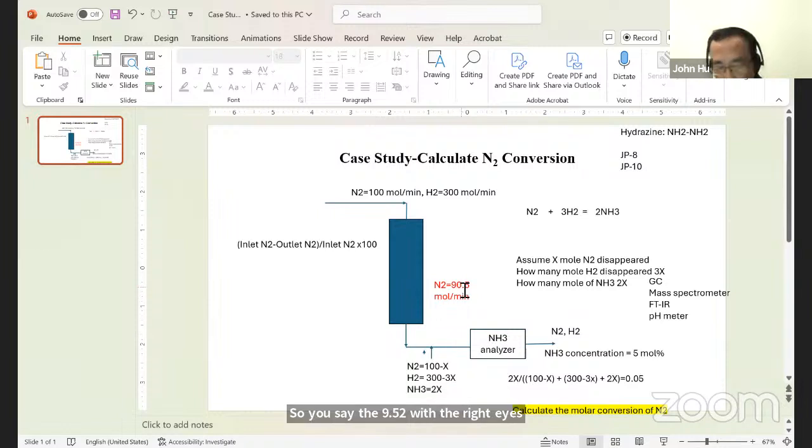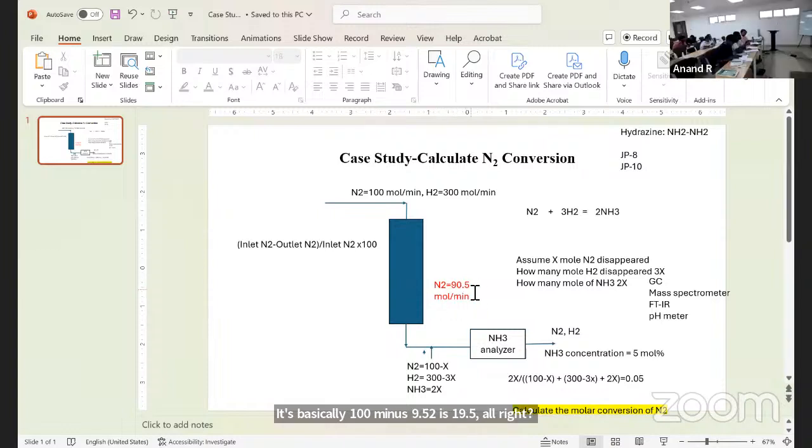So the outlet is how much? It's basically 100 minus 9.52, which is 90.5. All right? Is that right? N2? Yes, sir. So what's the conversion?